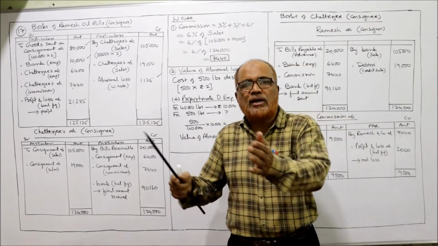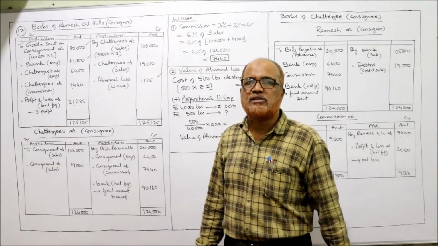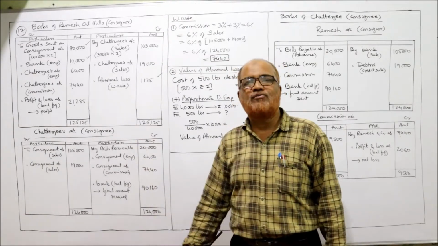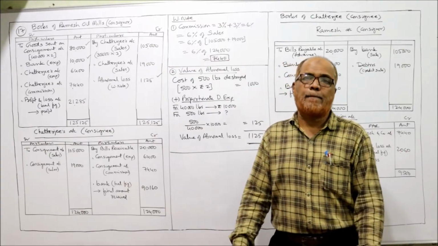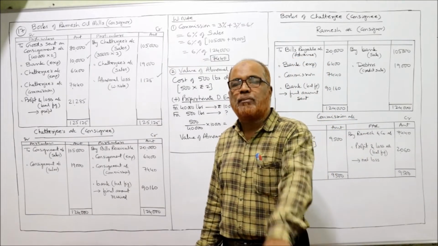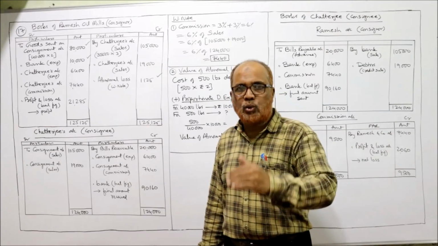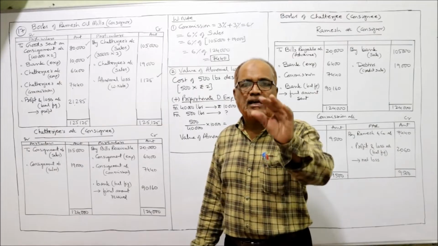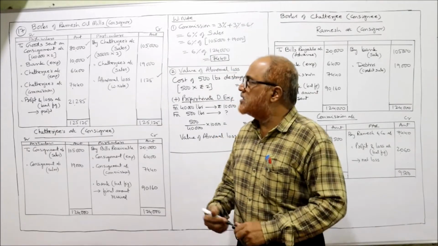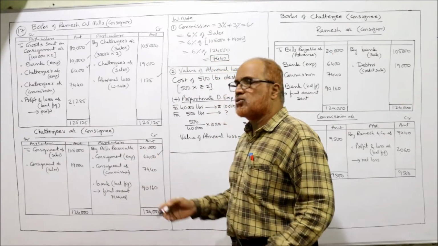Now the remaining stock is received by the consignee. The consignee spent expenses. How much? 6,400. The details are given in the problem. Totally 6,400 is the expenditure incurred by the consignee. Entry: consignment account debit to Chatterjee account. So the consignment account is debited, Chatterjee account is credited 6,400.